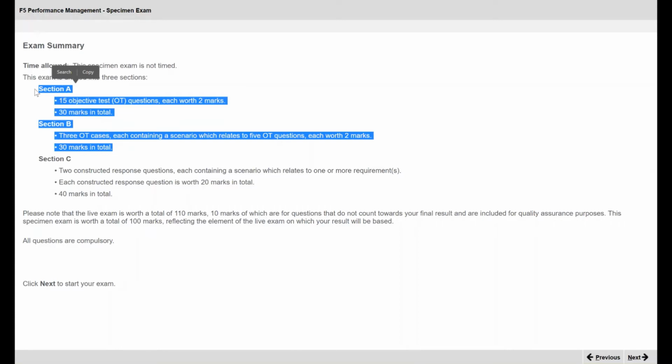Whatever strategy works best for you, I recommend that. One strategy would be starting from section C and then working through section A and B. Another strategy is simply starting from section A and working all the way to section C. Both of these strategies have advantages and disadvantages.